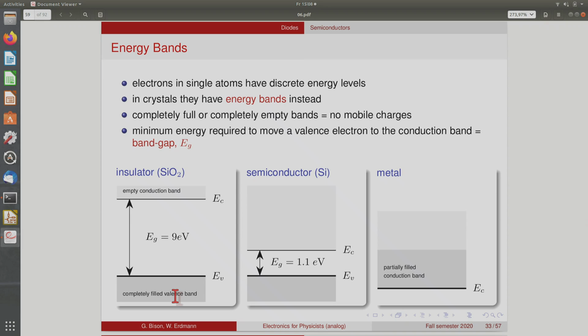And this brings us to the concept of energy bands. So maybe you know that in single atoms, electrons have discrete levels of energies. They cannot have any arbitrary energy. They are restricted to certain discrete levels. When you have an infinite array of atoms, these discrete levels turn into bands. So we have certain regions, certain ranges of energies that can be taken up by electrons, and others are not available.